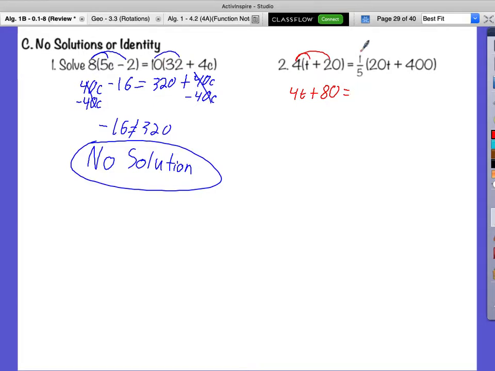So now we take 1/5 times 20 and 1/5 times 400. It might benefit us to do this work off to the side. 1/5 times 20, or 20 over 1. Hey, what goes into both 20 and 5? 5 goes into both. How many times? It goes into 5 once, and into 20 four times. So we're left with 4t. We still have the t there. Okay? And then it's the same thing with the 400.